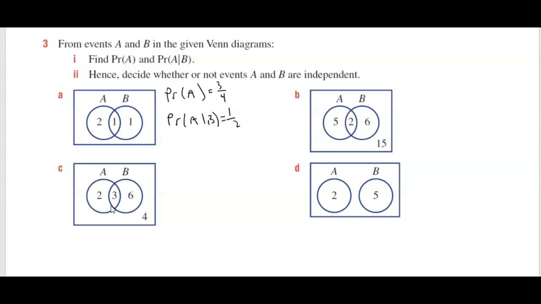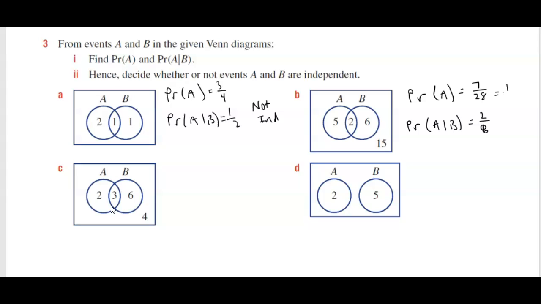Are they equal? No. Okay, so 3/4 is not the same as a half, so not independent. Question B, probability of A is 7 over, what do we got, 28. Probability of A given B is 2 over 8. Sorry, not 6, 8. Okay, so we need to just simplify them.